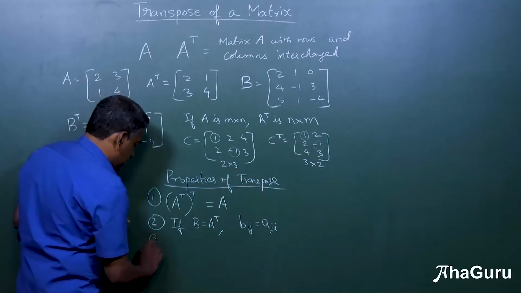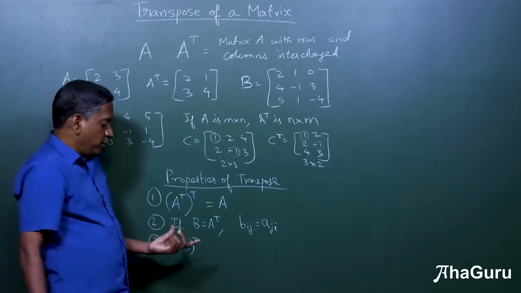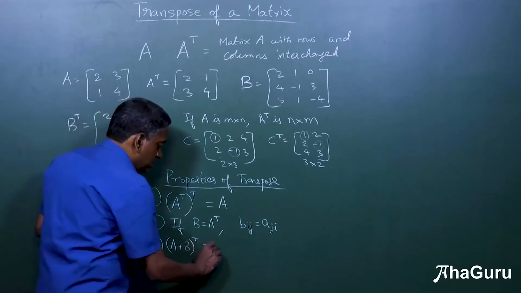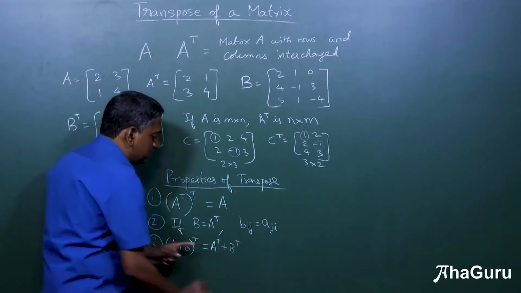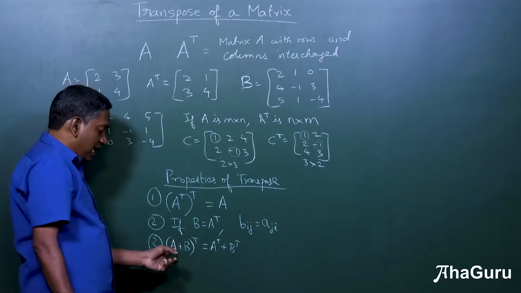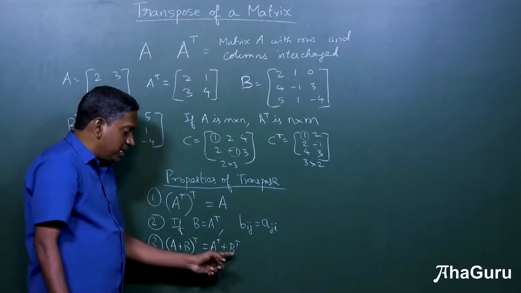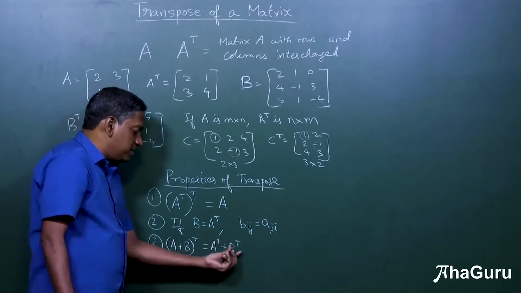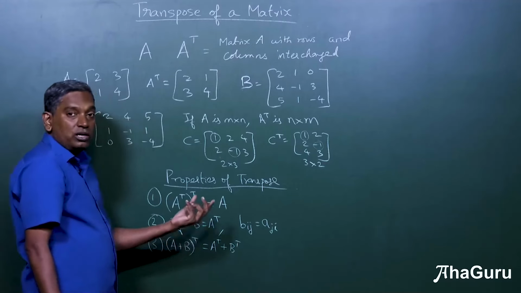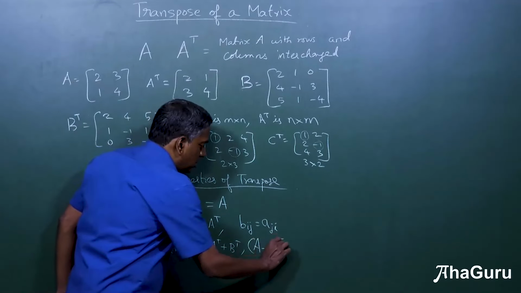Okay. Next is A plus B, the whole transpose. If you add two matrices and then do a transpose, that's the same as doing the transpose and then adding. Well, why? Because these are both of the same order. Aij plus Bij, whole transpose. You are doing A transpose, which means this will become Aji. B transpose, the elements will become Bji. If you add, you will get Aji plus Bji, which is going to be A plus B the whole transpose's element. Similarly, you will have A minus B the whole transpose is A transpose minus B transpose.